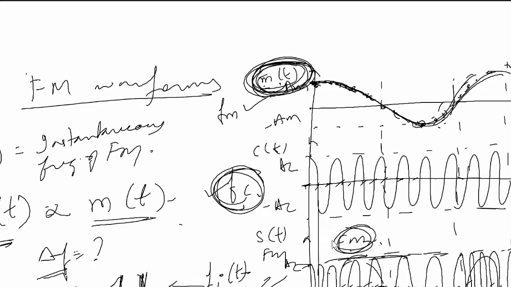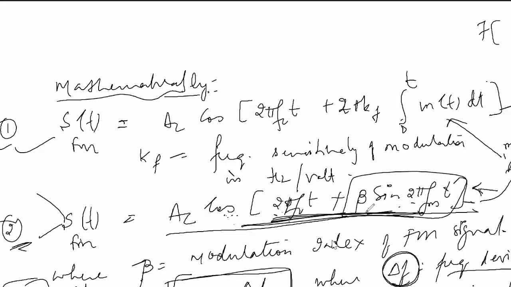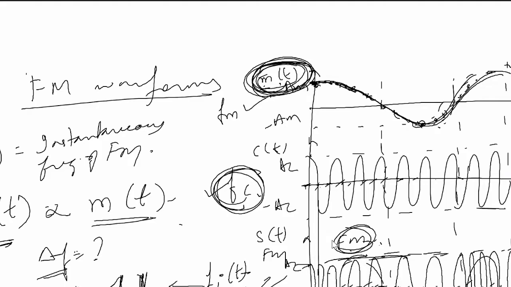So frequency deviation can have two formulas. One is that it is the difference between the instantaneous frequency and the carrier frequency. Another formula, according to the derivation of equation 2, we find that the other formula for frequency deviation is kf into Am. So there are two formulas for frequency deviation. One is kf into Am according to the derivation, and another is according to the concept.